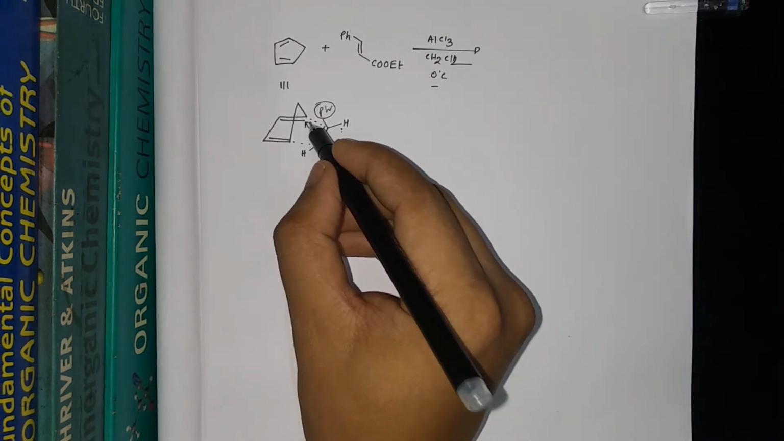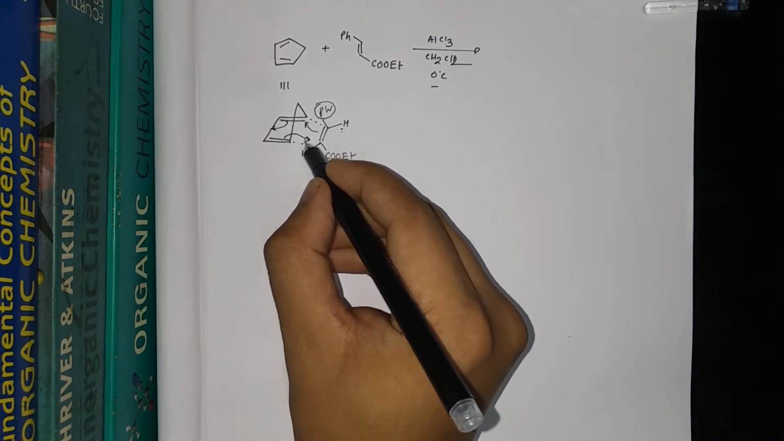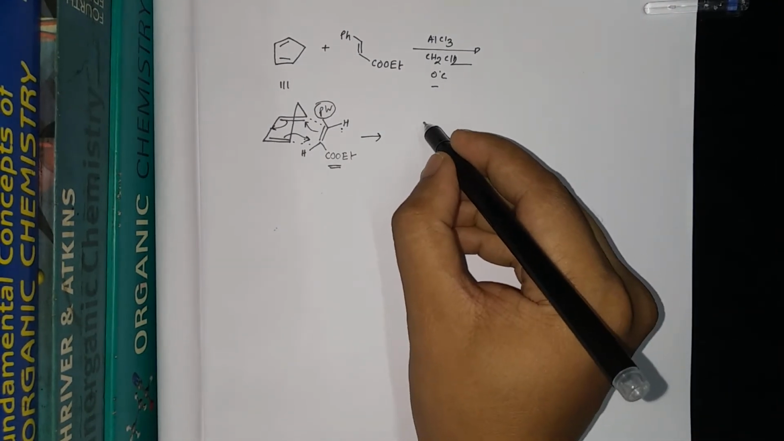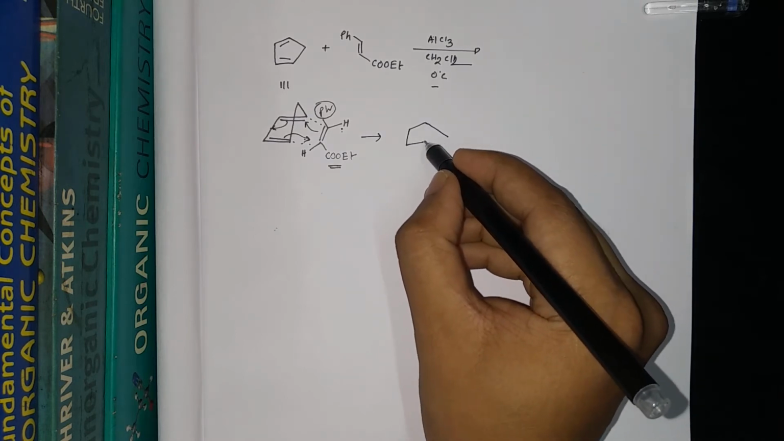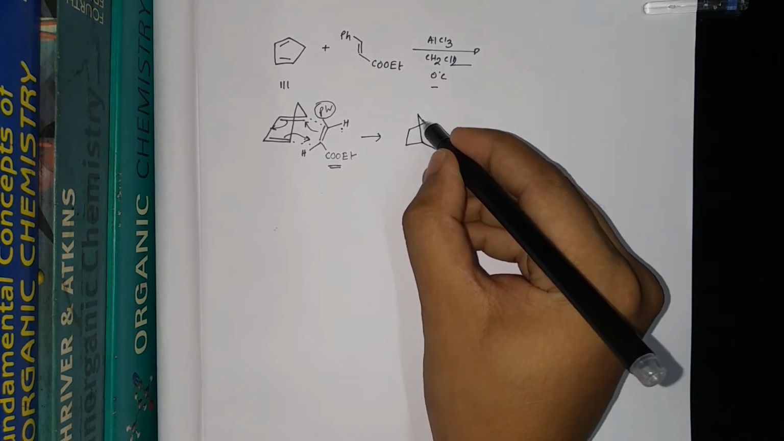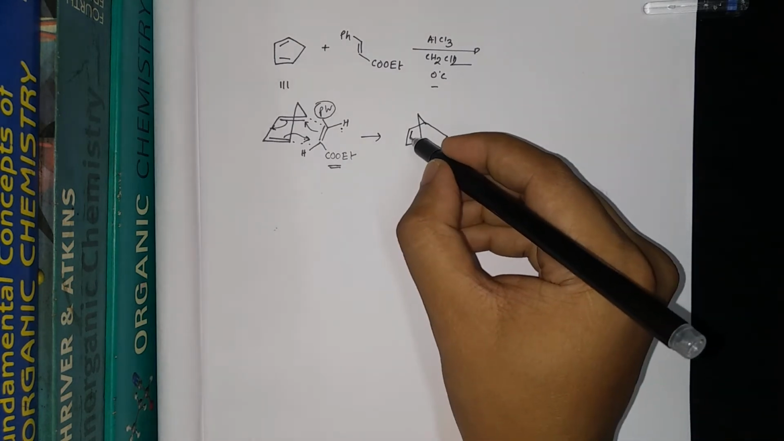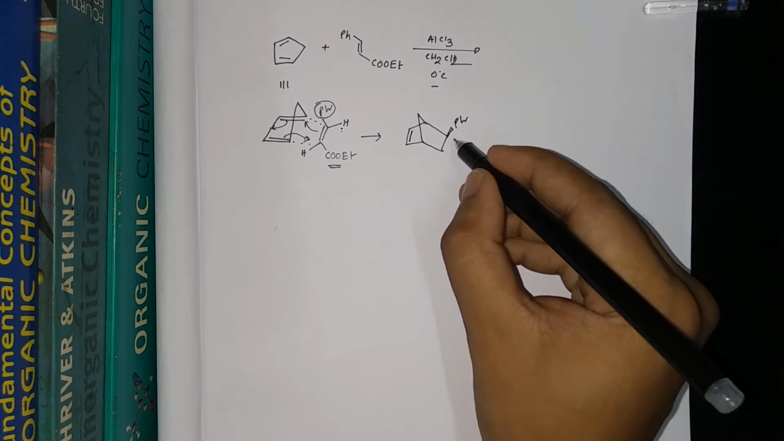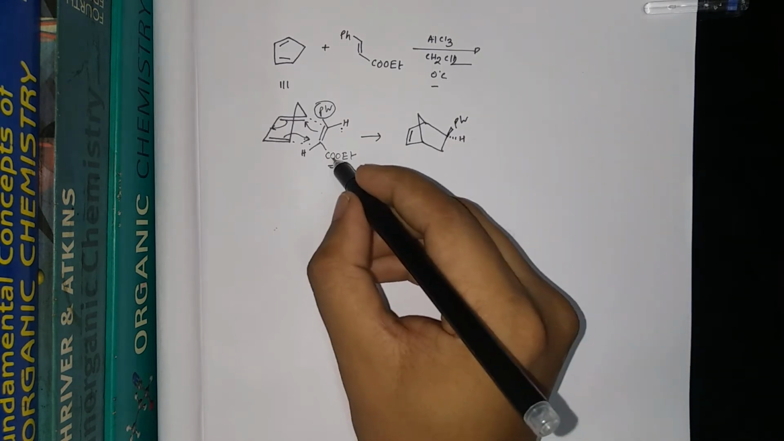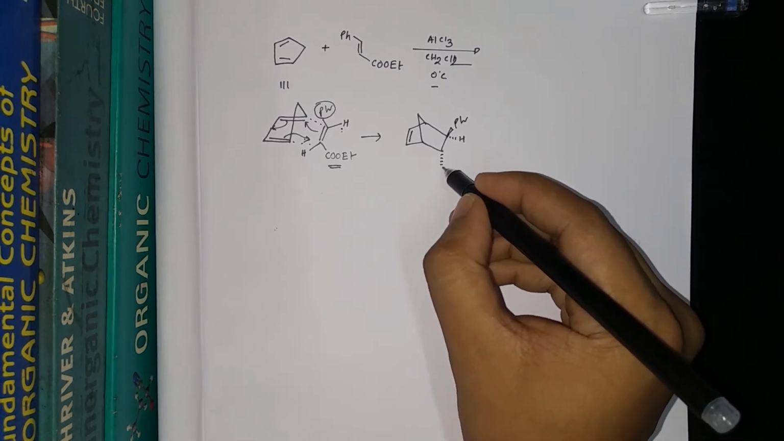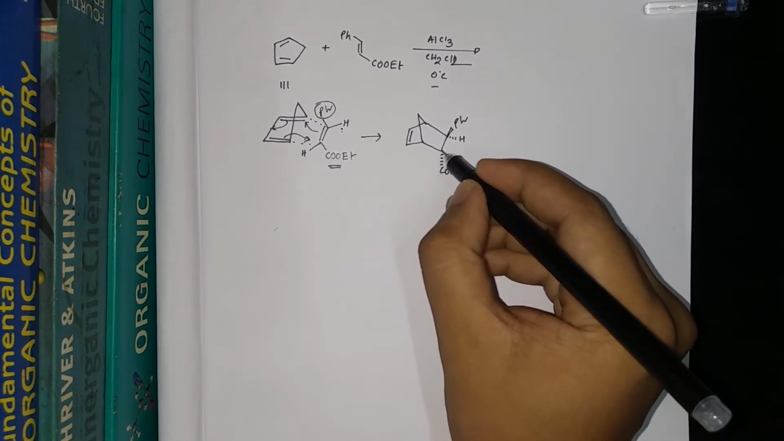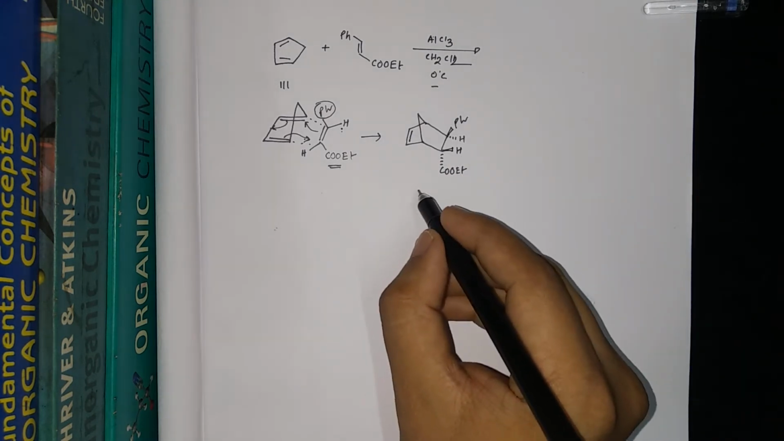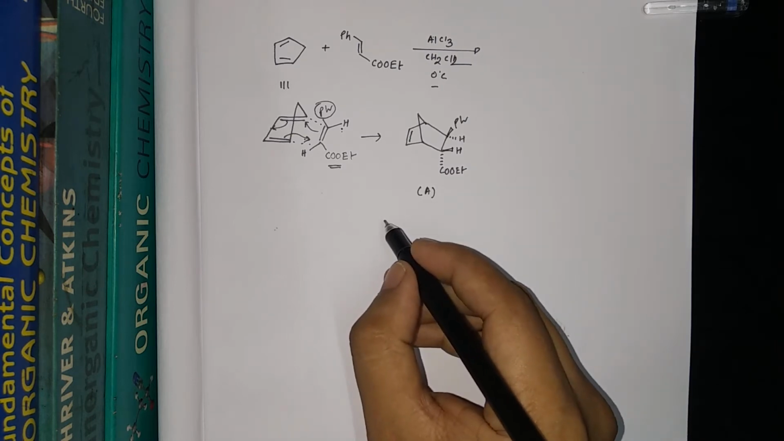So after this reaction, what will be the stereochemistry? It is this one. After that a double bond will come here, and this Ph will go above, and hydrogen will come down. Here the CO2Et will come down, and the hydrogen will go above. So this is compound A. Compound A is this one.